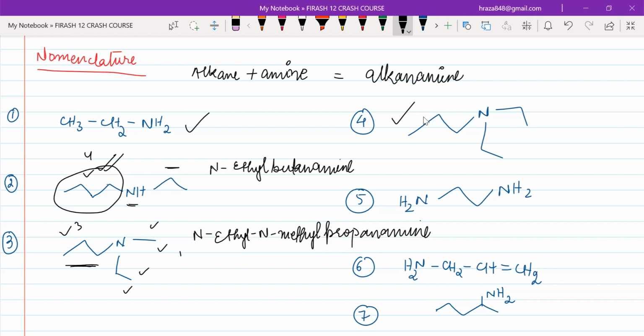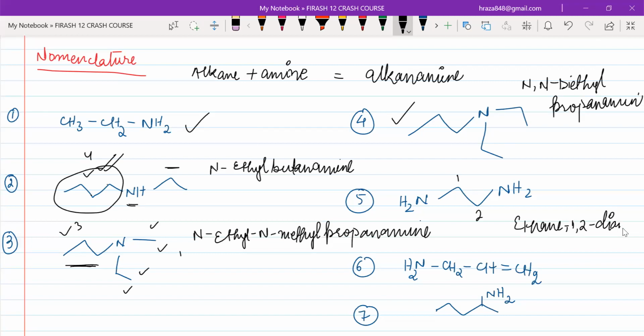N diethyl. Yeah, N comma N, not N di. N comma N diethyl, and then 1, 2, 3 propanamine. Are you getting my point? Yeah. Now you can see this will be 1, 2. So it will be ethane 1, 2 diamine, because at first carbon and at second carbon we have amine.